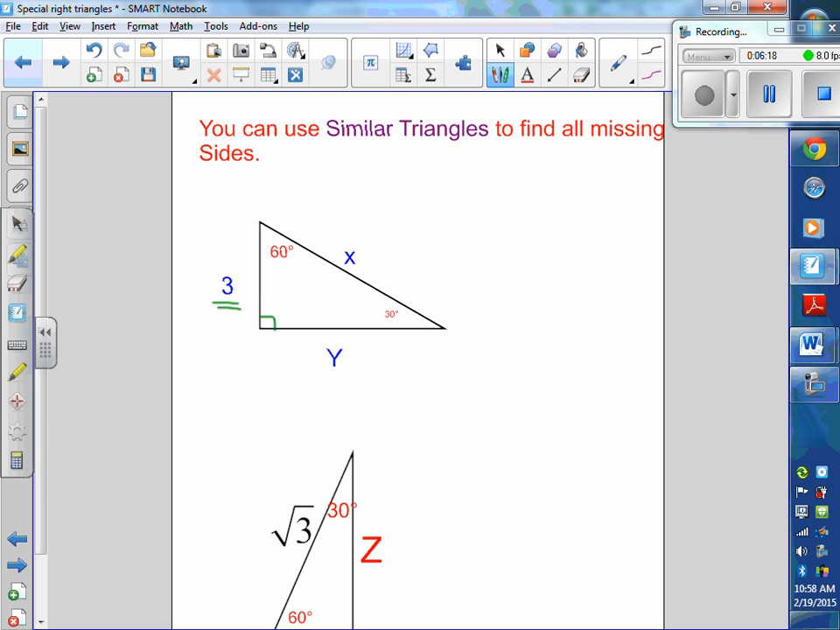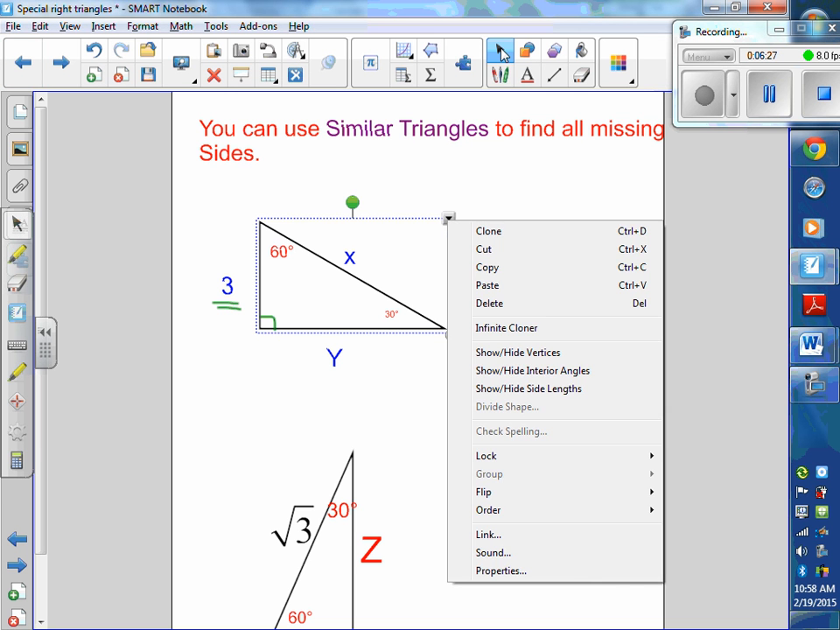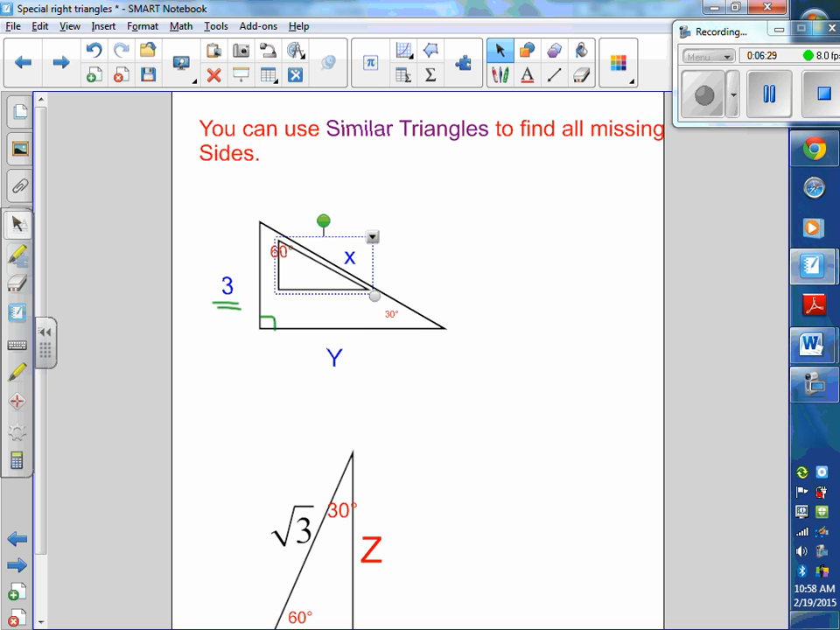Because when you were in 8th grade, you learned that if all the angles of a triangle were congruent, like this triangle, if I clone it and I shrink it, I've just kept the angles the same, so the sides have to be proportional. That makes them similar. So anytime I have a 30, 60, 90, the sides would be in the same ratio as every other 30, 60, 90. Okay, so that's the idea.